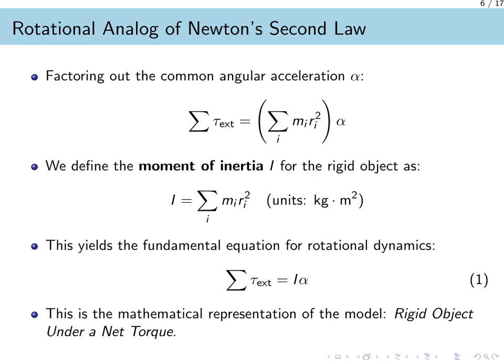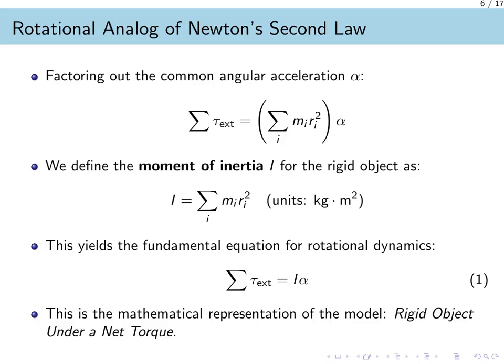We can now assemble these pieces to form the rotational analog of Newton's second law for a rigid object. This powerful relationship connects the net torque on an object to the angular acceleration it experiences. We begin with the expression for the net external torque.